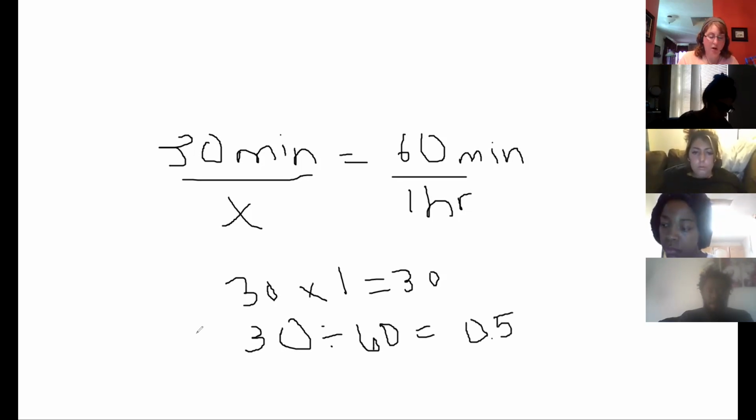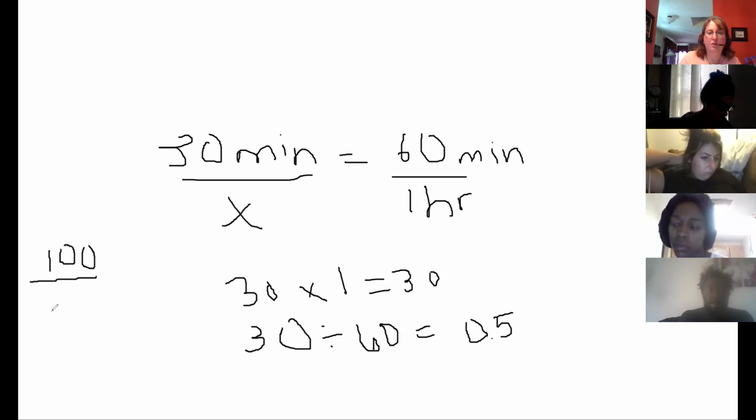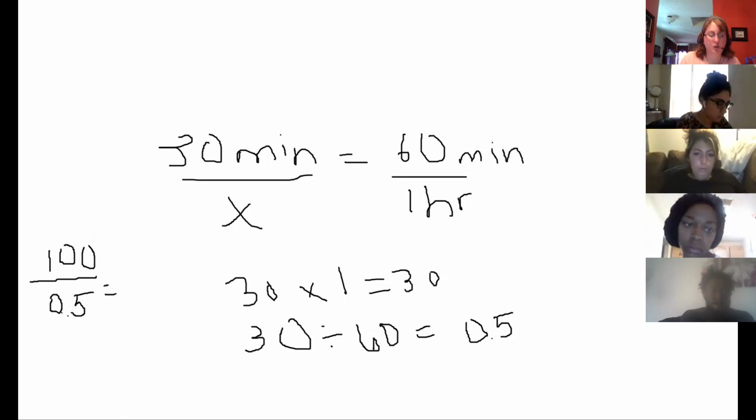So back to our number 3 problem that we were just looking at, you would take your volume that it tells you, which is 100, and we're going to divide by 0.5. So what do you get when you do that? 200.